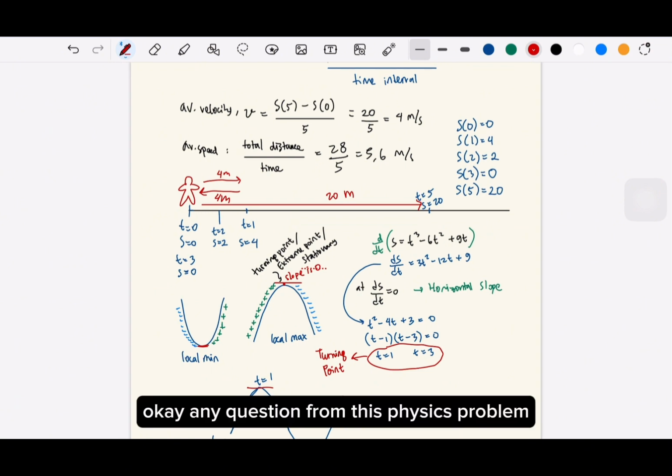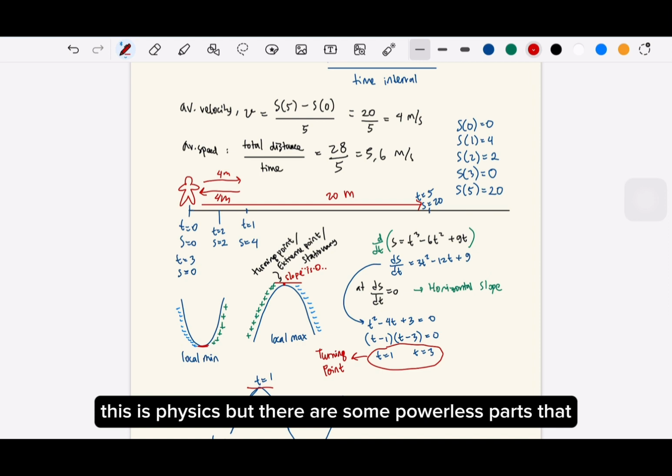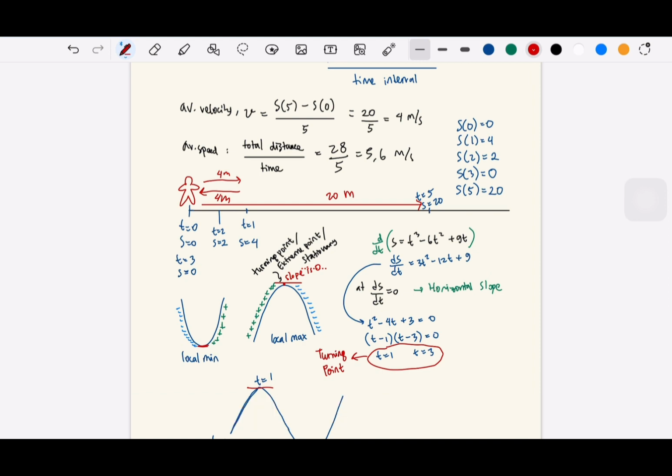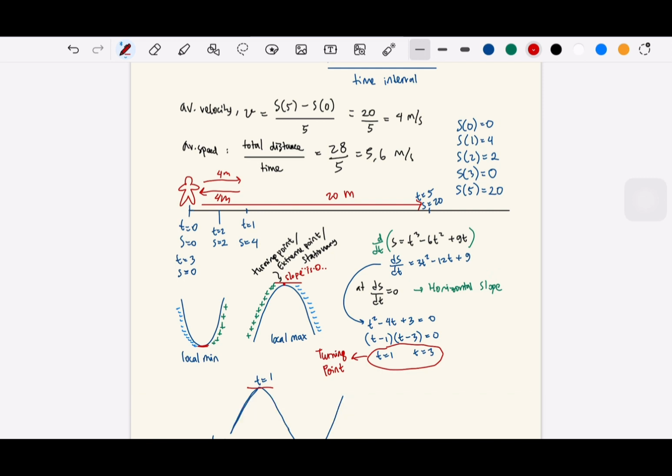Okay, any question from this physics problem? This is physics, but there are some calculus parts, so I give you this illustration. Hopefully it's related to your physics also, no? Or no? Supposed to learn this, right? This semester, right?